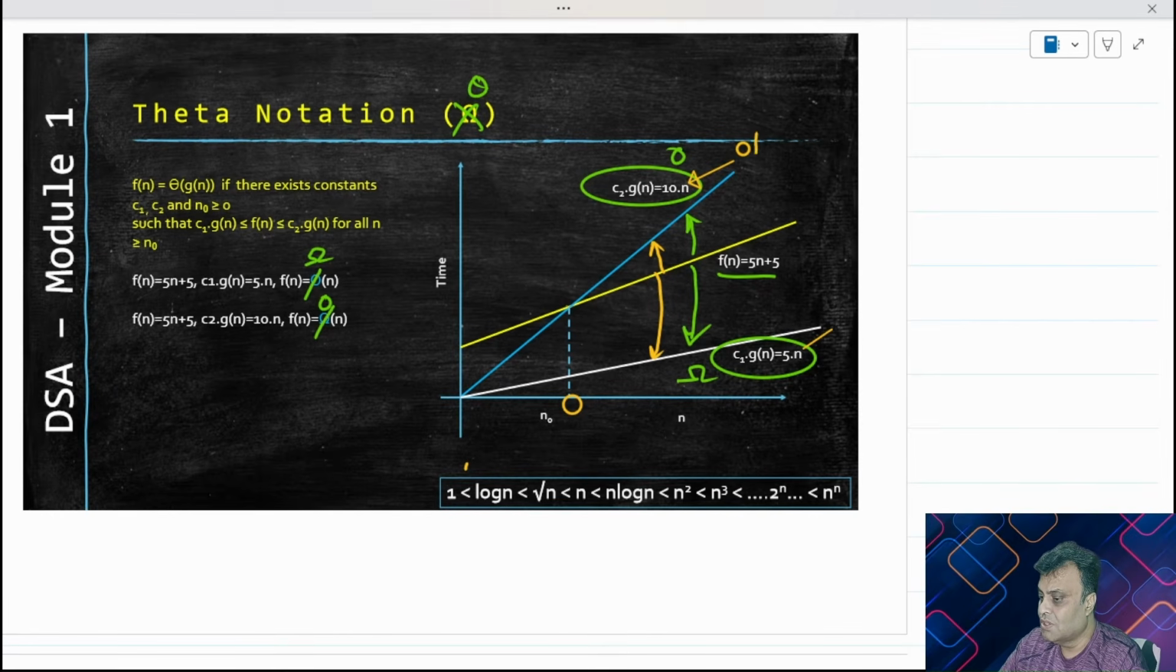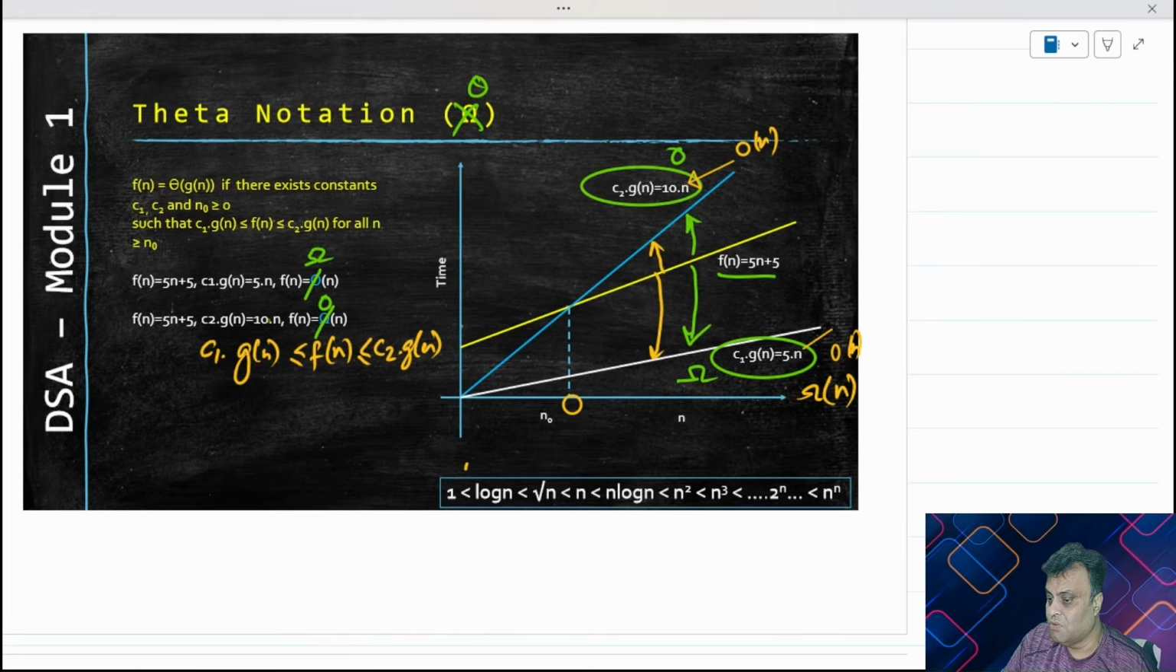So this is also big O of n. You can call it omega of n also, right? So all of them are the same, omega of n. And what we are seeing, because we have a common g(n), is that C1 dot g(n) is less than or equal to f(n), which is less than or equal to C2 dot g(n), getting satisfied.